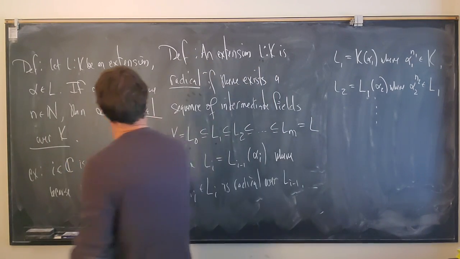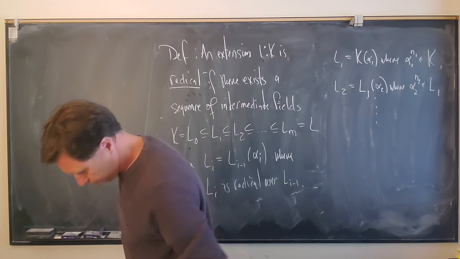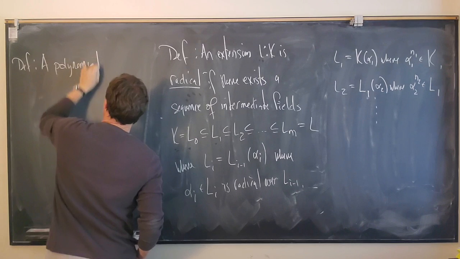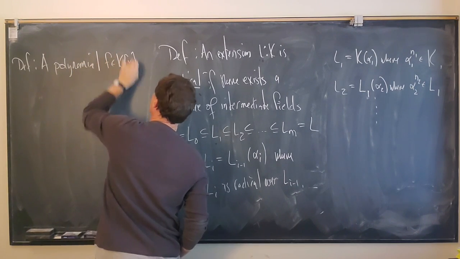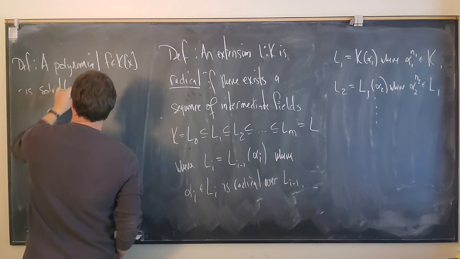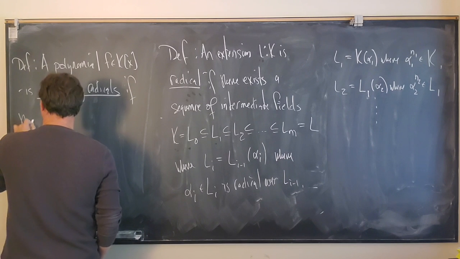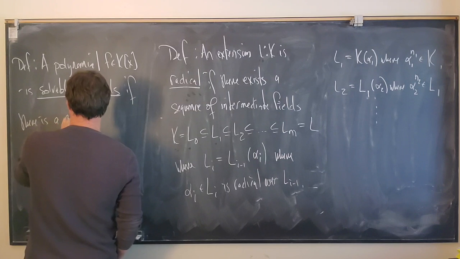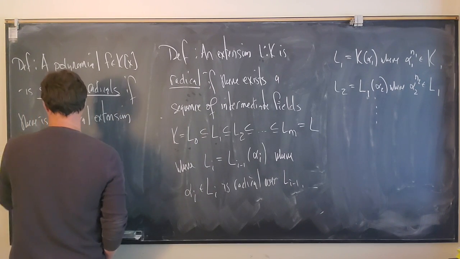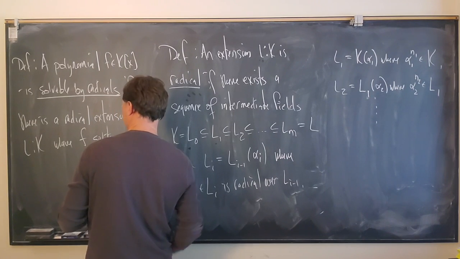Okay, and then our next definition: a polynomial f in K bracket x is solvable by radicals if there is a radical extension L over K where f splits over L.